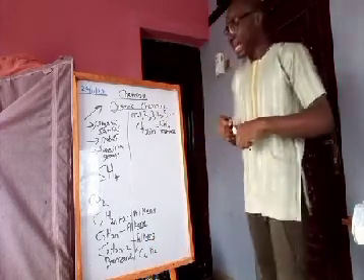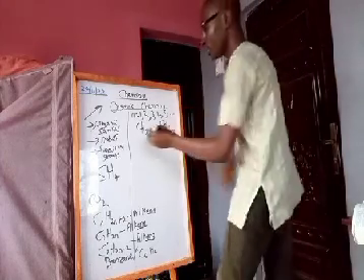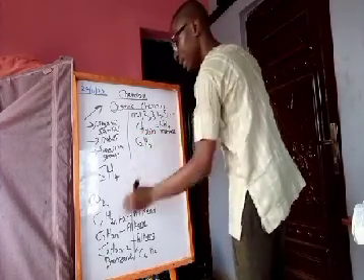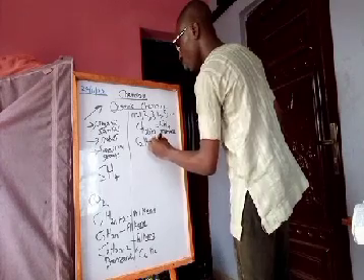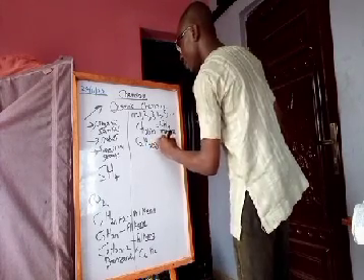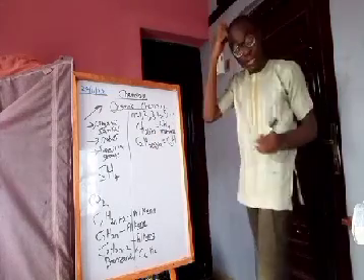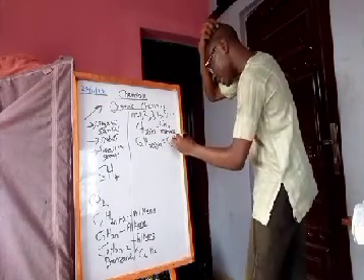Ethane is for n equal to 2. C2, then H of 2 times 2 plus 2. 2 times 2 is 4, 4 plus 2 is 6. That's C2H6. That's ethane.